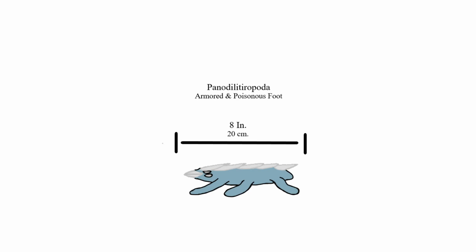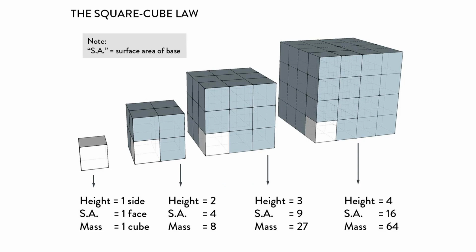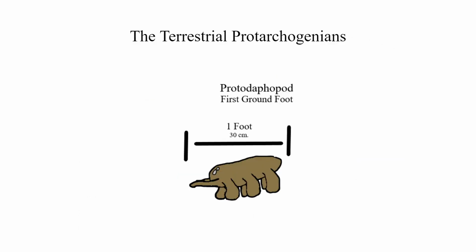Penodilopteropoda has to stay relatively small due to its lack of internal support and inefficient breathing system. This is summed up by the square cube law. The square cube law states that as an animal doubles its surface area, its mass quadruples. So, it can't get that big without its legs just being crushed under it.